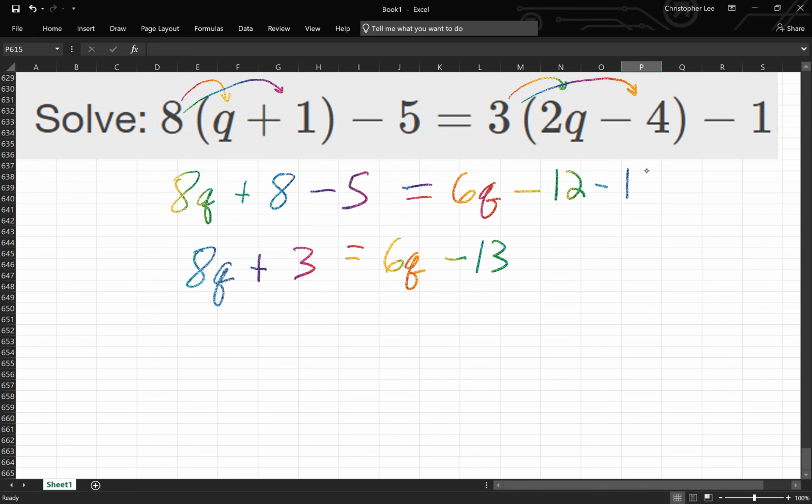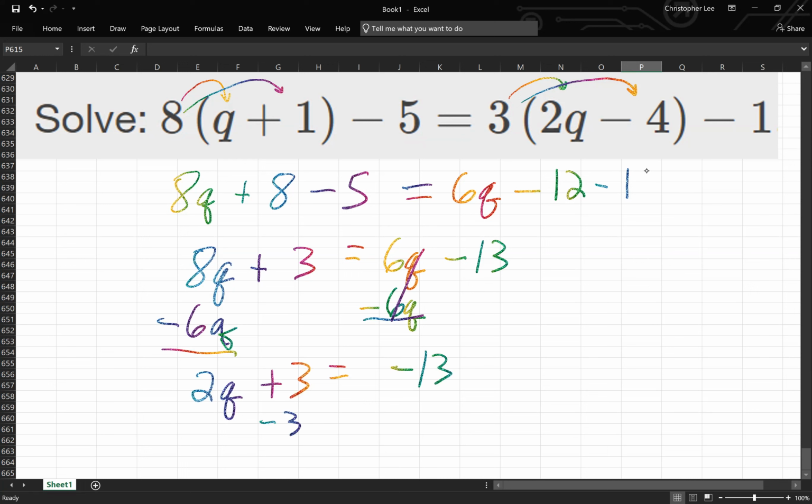Now I want to move the smallest variable term to the other side, right? Because I want to avoid negatives. So I'm going to subtract 6q. What I do to one side of the equation, I have to do to the other side of the equation, right? So now what do I have? 8 minus 6, what's that? 2q plus 3 is equal to negative 13.